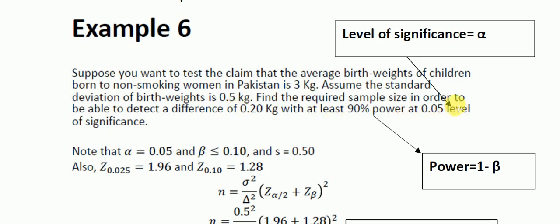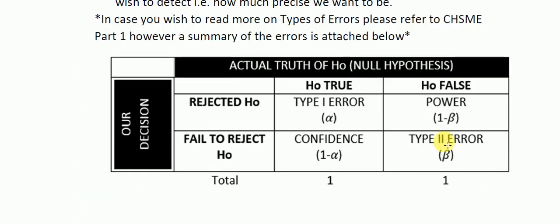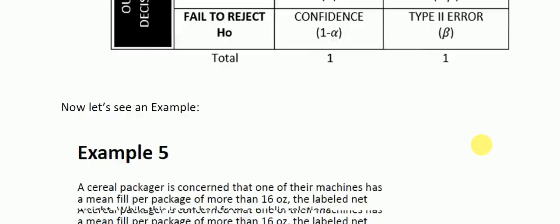So level of significance is a term used to refer to alpha, and we obviously remember that alpha is the type 1 error, the probability of the type 1 error happening. Then we have the power. So power is 1 minus beta. If you recall, power is 1 minus beta, and beta is the type 2 error's probability.